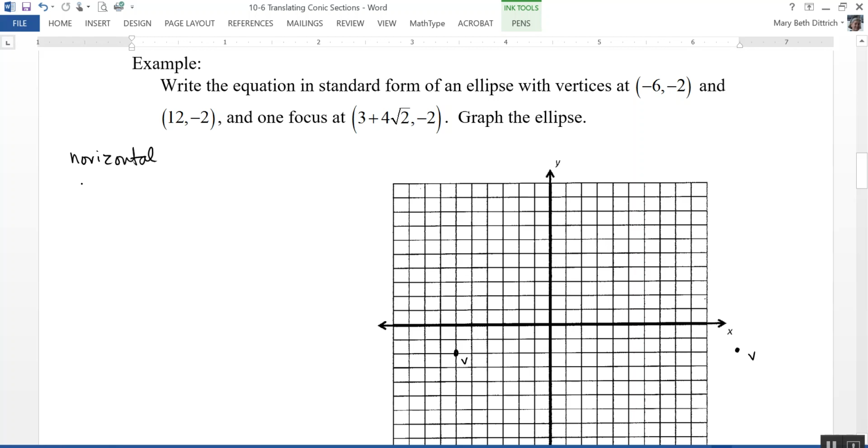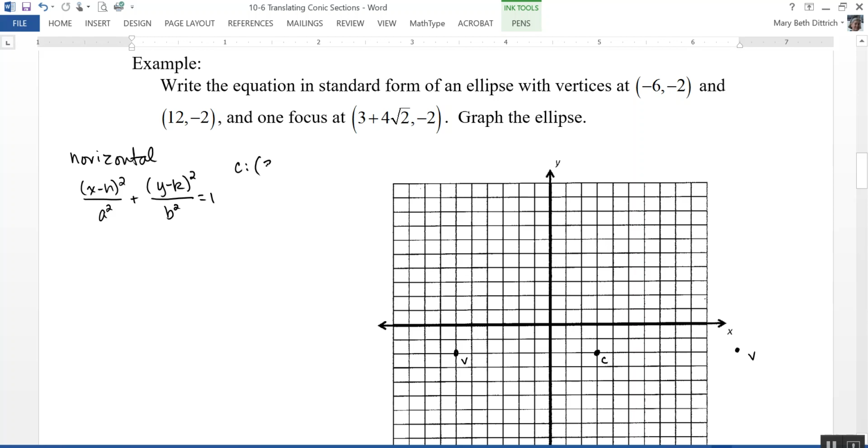And my basic formula is going to be x minus h squared over a squared plus y minus k squared over b squared is equal to 1. So what I need to do is find the values of h, k, a, and b. Let's start with h and k. My center is going to be the midpoint of the major axis. So the major axis is this line between the two vertices. That center point is going to be right here at (3, -2), because this is 9 units to here, from -6 to 3, and from 3 to 12 is also another 9 units. So that's actually going to be my center.